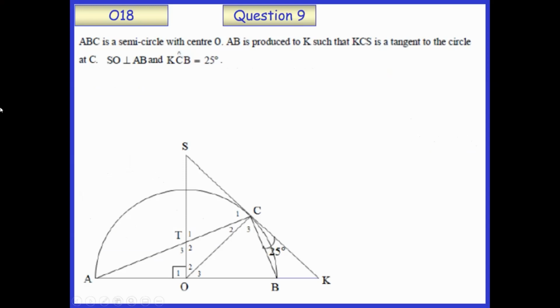Okay, this is now looking at how we prove. The first one was simple calculations. It says ABC is a semicircle with center O. Now, immediately when you see this word semicircle, what theorem will come to your brain? Angles in a semicircle.